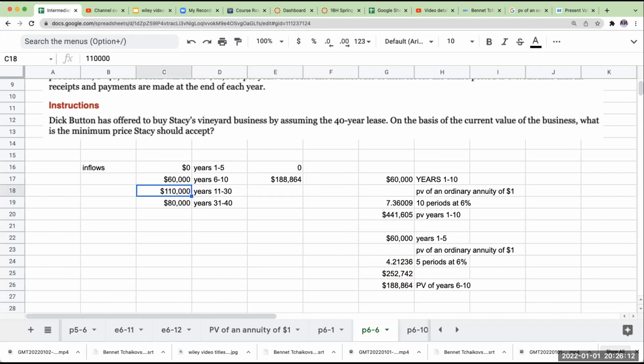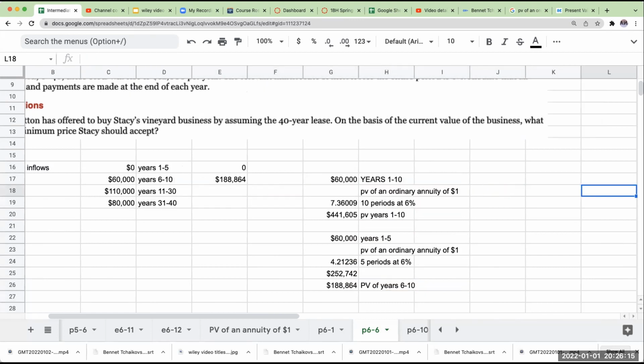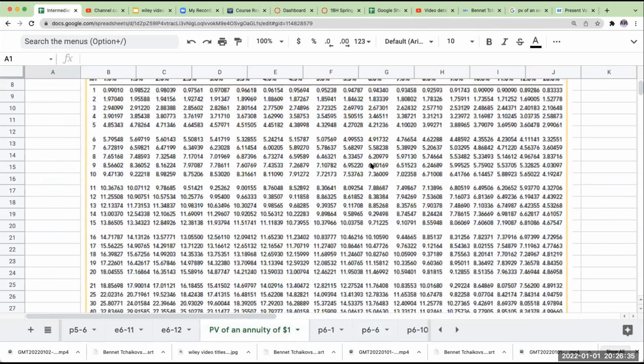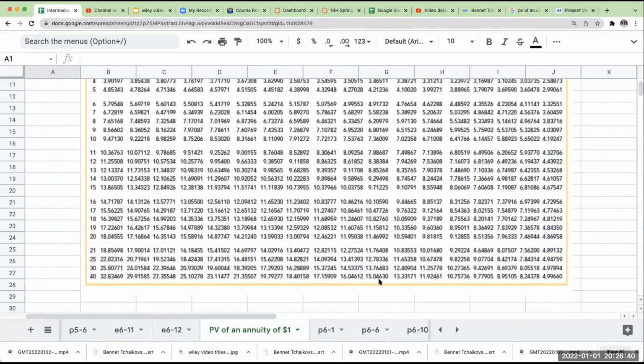Okay, I've got 110,000. I think you kind of know where this is going. So over here, I've got 110,000, but I'm going to do this for years 1 through 30. Okay, so I'm going to use the present value of an ordinary annuity of $1, 30 periods at 6%. So right over here, 6%, 30 periods is going to be 13.76483.